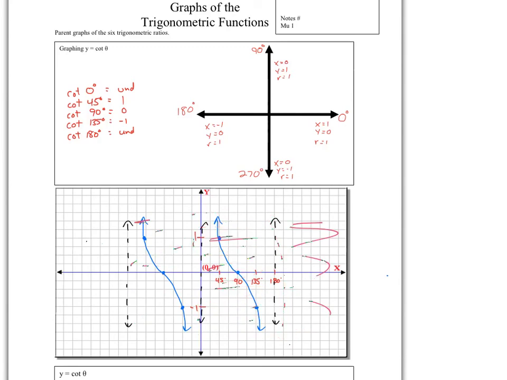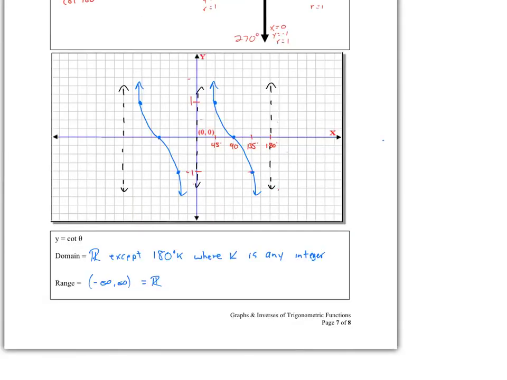So questions down here to answer once again. What's the domain and what's the range? Let's do that. The domain is everything except for the vertical asymptotes. The first one happens at 0, so it's all real numbers except for 0 plus 180k, because the vertical asymptotes are all 180 apart. 0 plus 180k is just 180k. So I'm just going to write it as all reals except for 180k, where k is an integer.